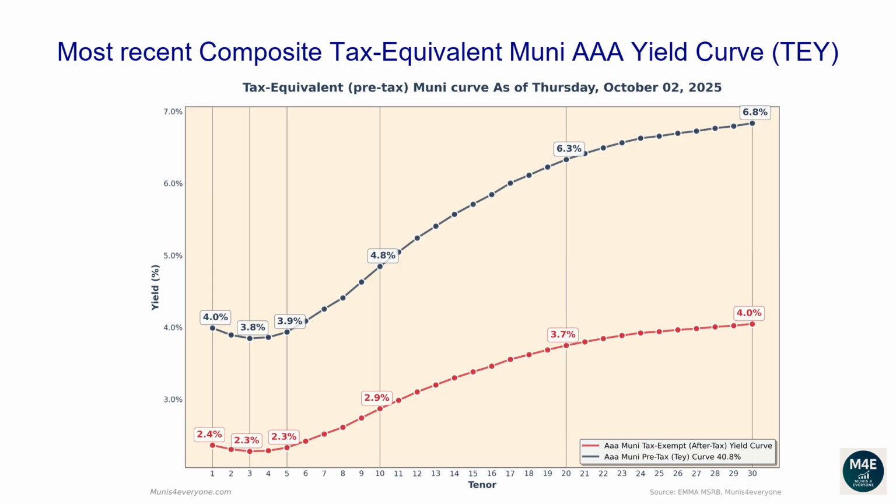The one-year tax-exempt yield is 2.36%, corresponding to a 3.99% tax-equivalent yield for investors in the top tax bracket. The two-year tax-equivalent yield is 3.89%. The 5-year tax-equivalent yield is 3.93%. The 10-year tax-equivalent yield is 4.85%. The 20-year tax-equivalent yield is 6.33%. The 30-year tax-equivalent yield is 6.84%.